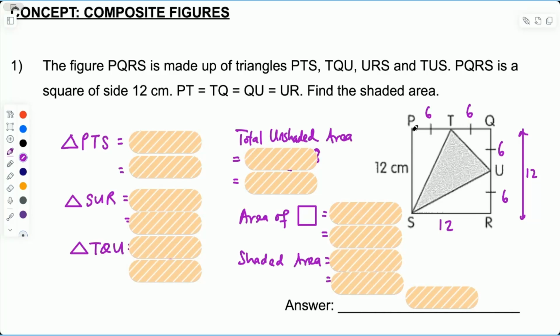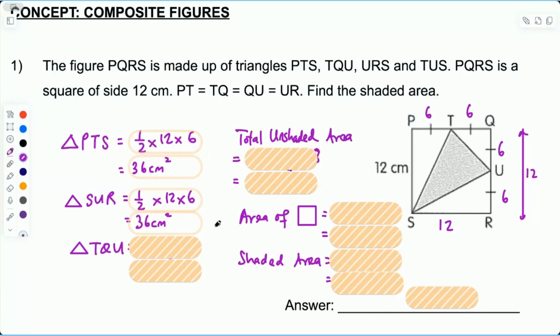Let's find the area of triangle PTS. That will be half times 12 times 6. That gives us 36 cm squared. To find the area of triangle SUR, we take half times 12 times 6 again, and that gives us 36 cm squared. Lastly, we find the area of triangle TQU. That will be half times 6 times 6, and that gives us 18 cm squared.